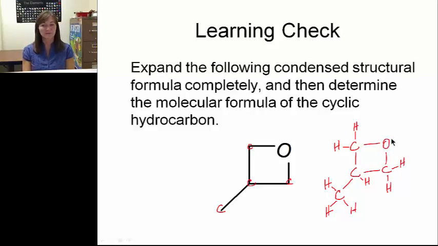Am I going to put any bonds coming off of oxygen? Well, if you look at the previous slide, what is the general bonding pattern for oxygen? Oxygen prefers to have 2 bonds. So I'm not going to put any hydrogens off the oxygen. Oxygen's content there with its 2 bonds.